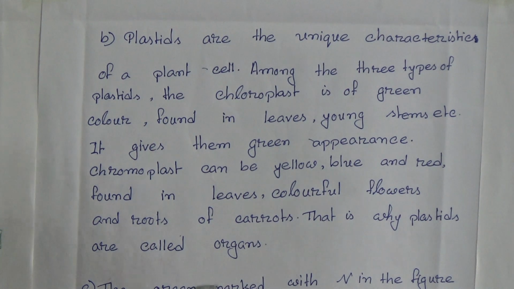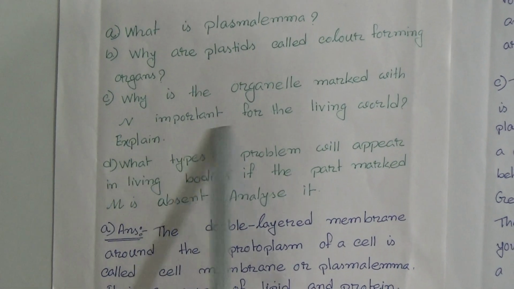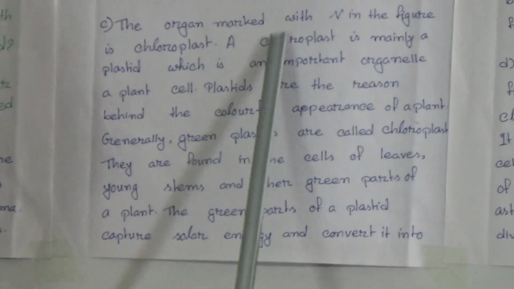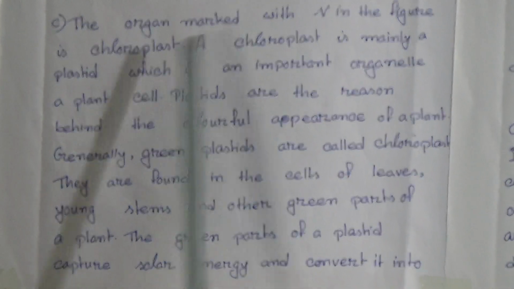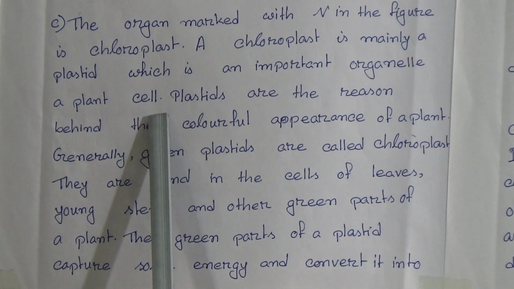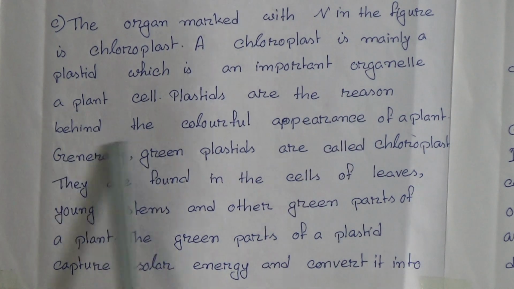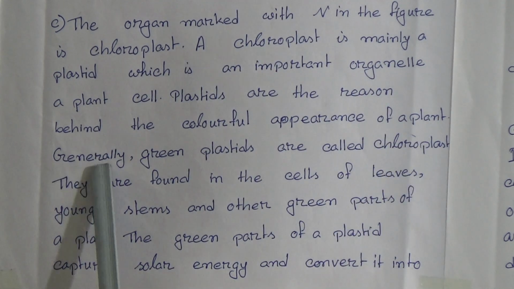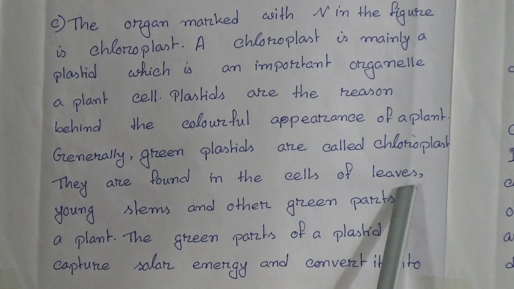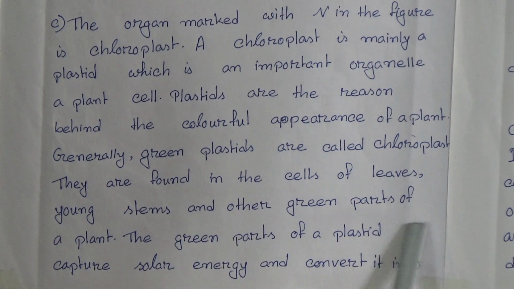Number C, the organelle marked with N in the figure is chloroplast. Here the question is, why is the organelle marked with N important for the living world? Explain. Here you see this N marked organelle is a chloroplast. So answer: the organelle marked with N in the figure is chloroplast. A chloroplast is mainly a plastid, which is an important organelle of a plant cell. Plastids are the reason behind the colorful appearance of a plant. Generally, green plastids are called chloroplast. They are found in the cells of leaves, young stems and other green parts of a plant.